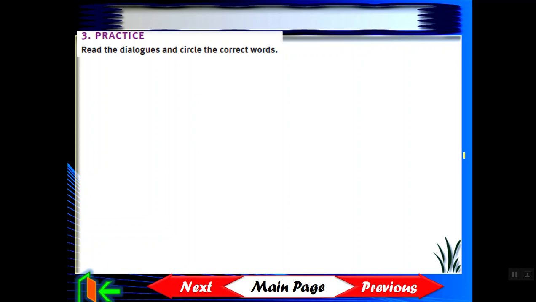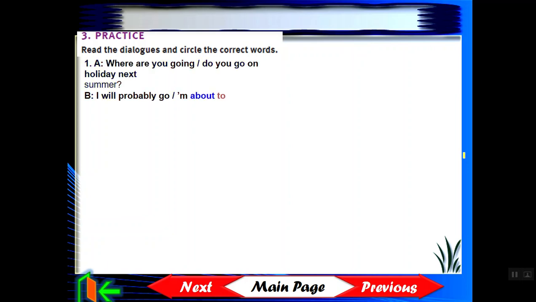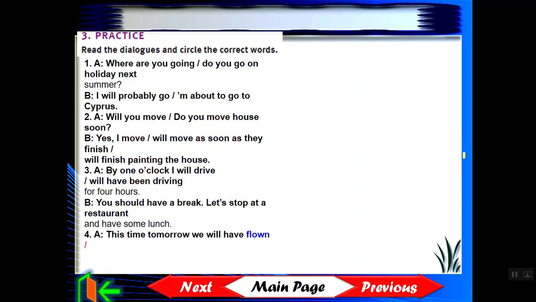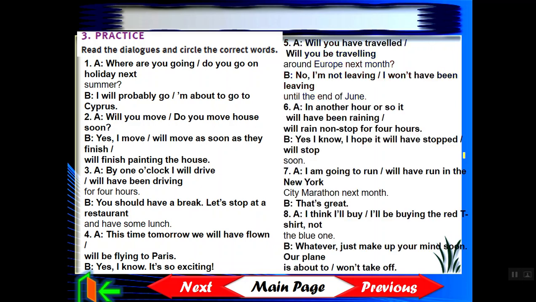To check your understanding, read the dialogue and circle the correct words. Here it is. If you look at the sentences, you have choices to choose. Circle. Okay, number 1. Where are you going? Or do you go on holiday next summer? Here the answer is where are you going next summer?